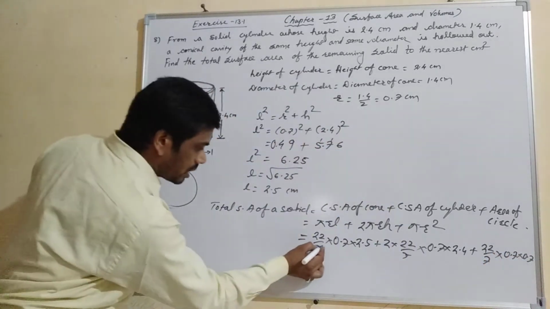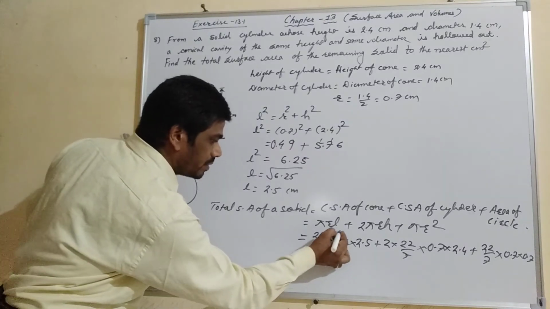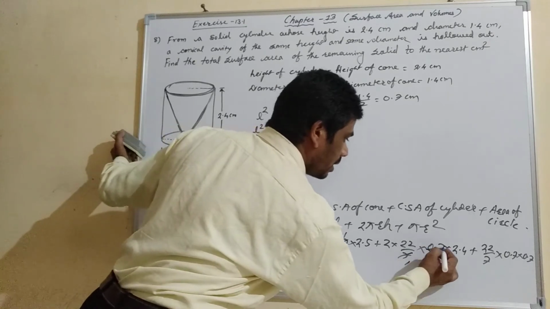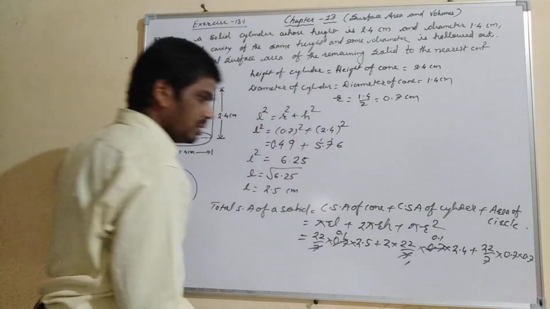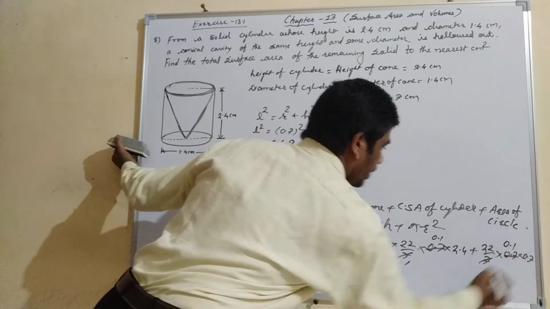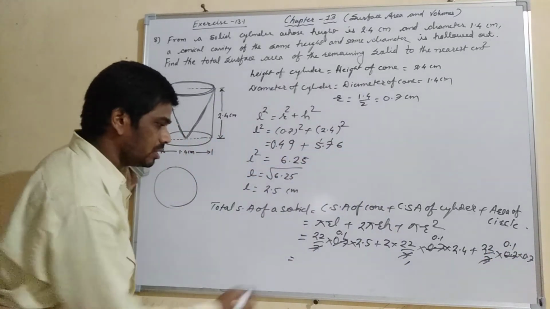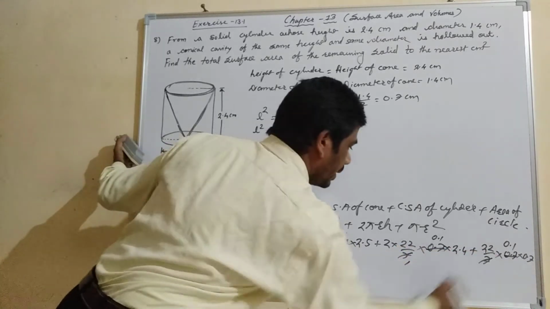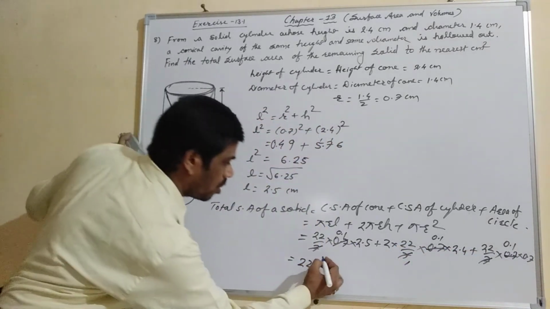So here 7 will be cancelled with the 7, 0.1 we will write. Here 7 1s are 7, 0.1 we will write. And here also 7 1s are 7, we can write 0.1 here also. So which is common here? 22 is common from everywhere: 22, 22, 22. Okay, so we will take 22 common.